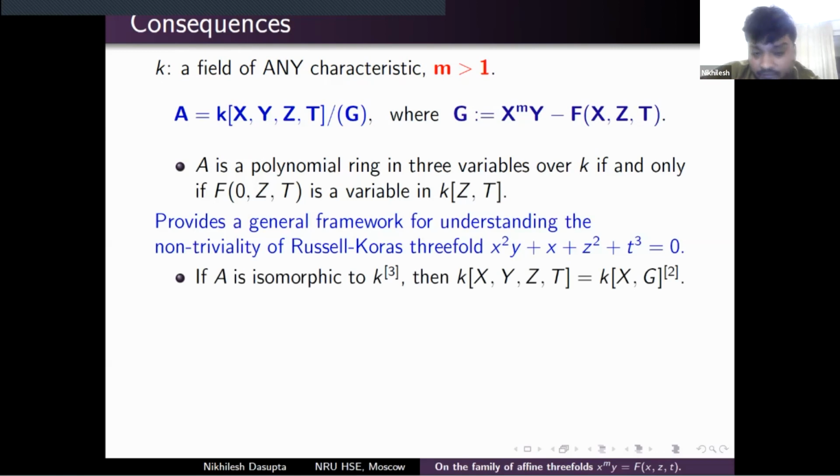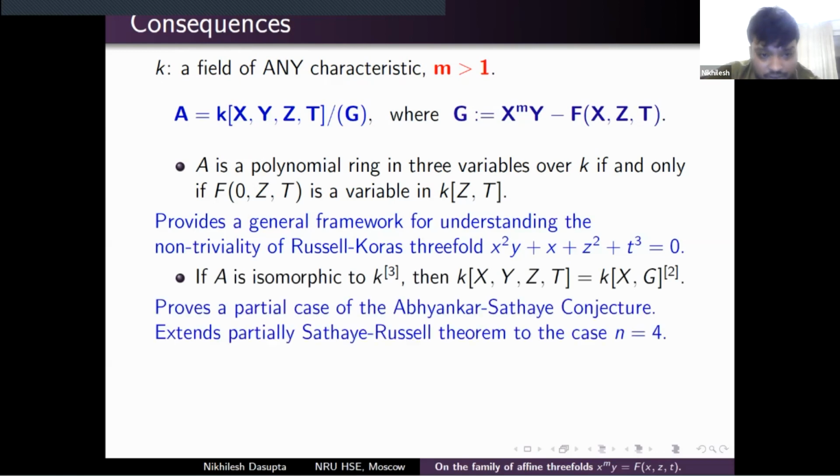If A is isomorphic to K3, we know that G is a variable along with X. That means K[X,Y,Z,T] is K[X,G][2]. This provides a partial case of the Abhyankar-Sathaye conjecture. What was the Abhyankar-Sathaye conjecture? We would have said that K[X,Y,Z,T] mod G, which is A, is isomorphic to K3. Then is G a variable? That was the question asked by Abhyankar and Sathaye. Well, what we have shown is that if A is isomorphic to K3, then this G will always be a variable, and not only that, a variable along with X.